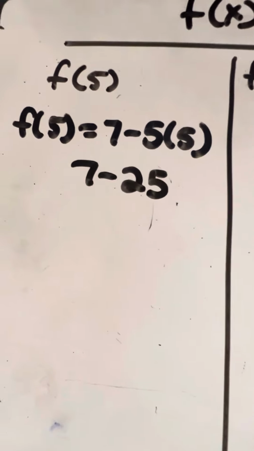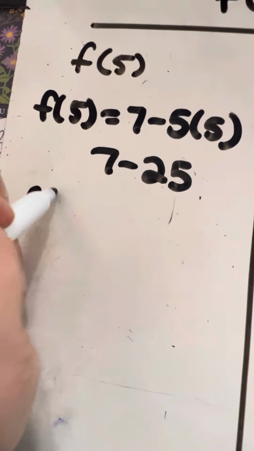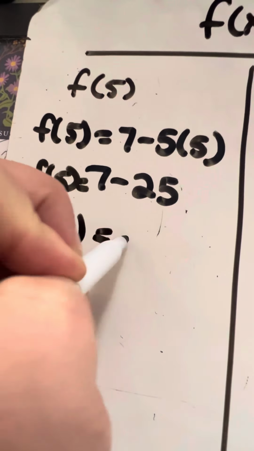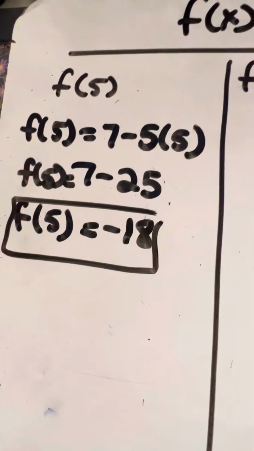And then we're going to go ahead and just solve that. So 7 minus 25 is negative 18. So my answer for this is going to be f of 5 is equal to negative 18. And that would be my finalized answer for this particular part.